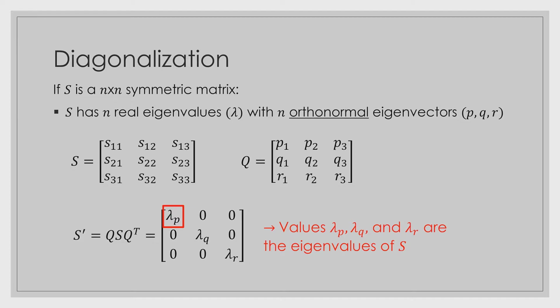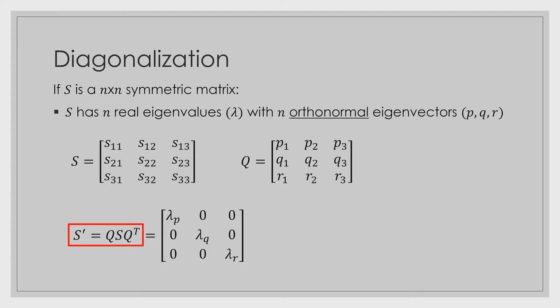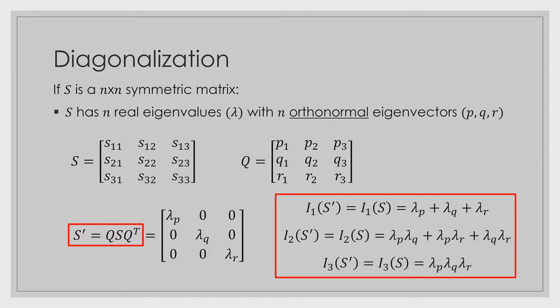And this is going to play a very important role in our calculations, because if we look at this and say, okay, this is a change of basis, well, that means that all of the invariants are also the same. So I1 of S prime is equal to I1 of S. And since we know that I1 is the trace, I1 of S prime is the trace, which is going to be equal to lambda p plus lambda q plus lambda r. And very similarly, for invariant number 3 of S prime, which is the determinant, we know that the determinant is going to be equal to lambda p times lambda q times lambda r.